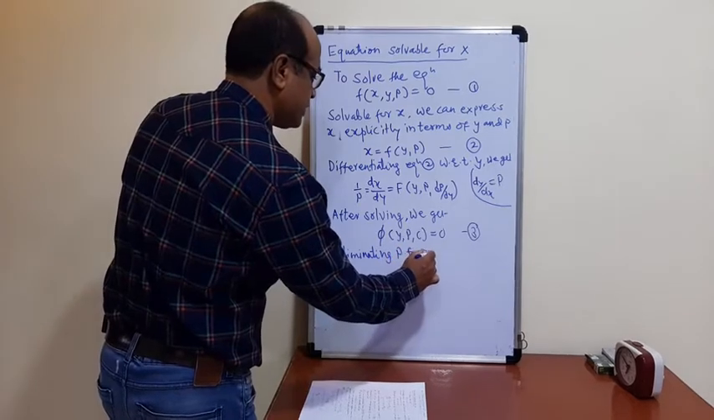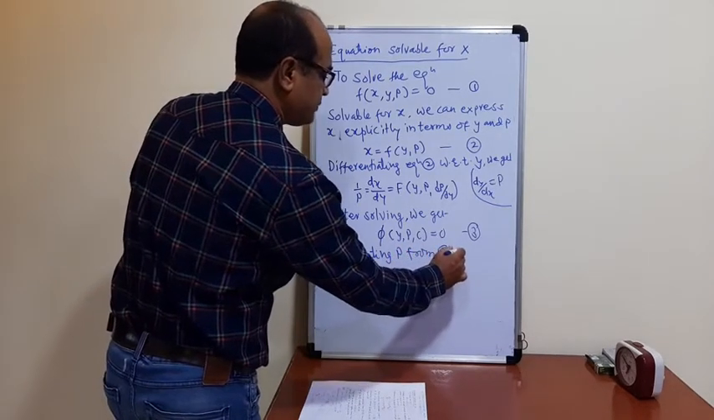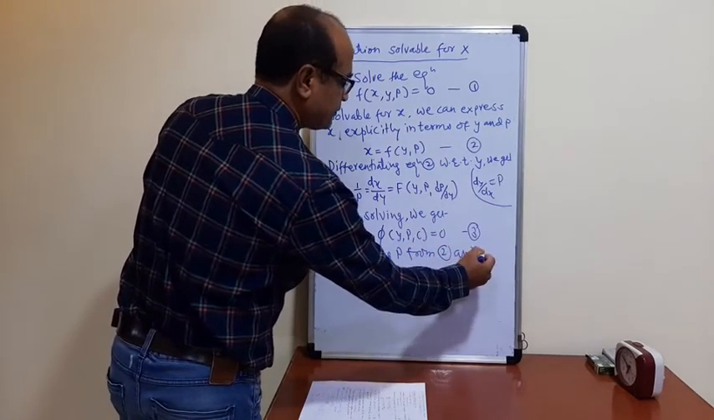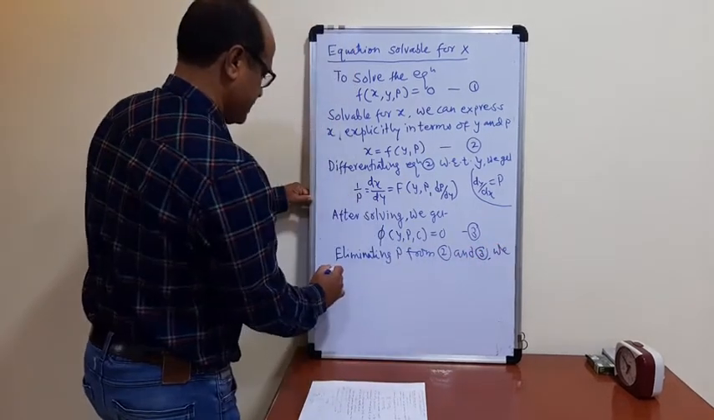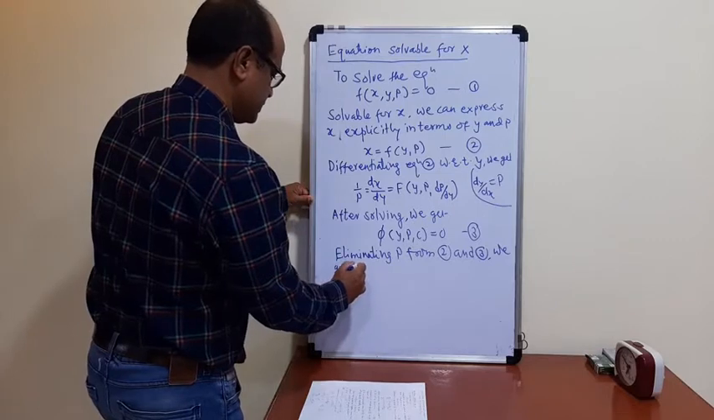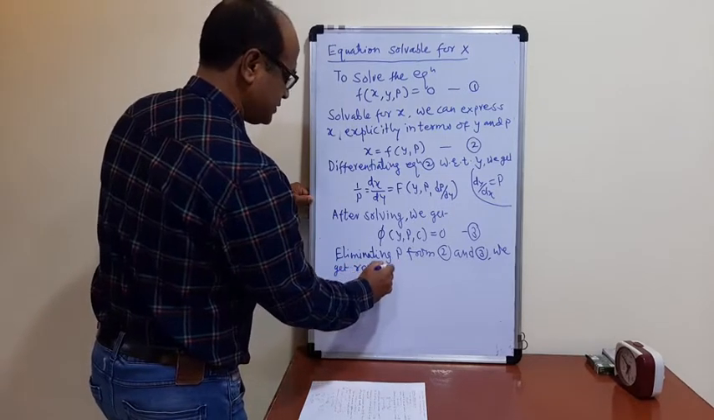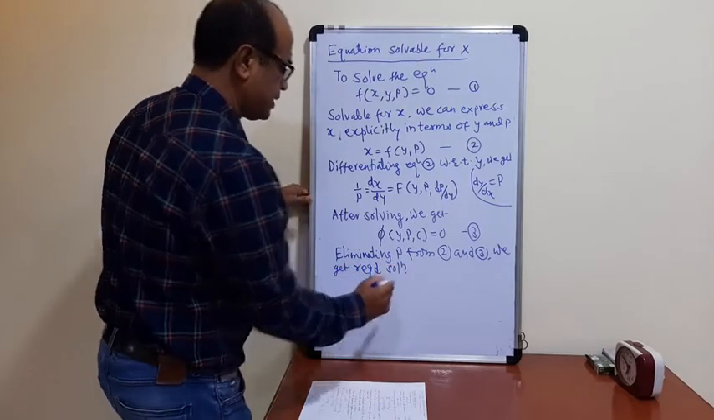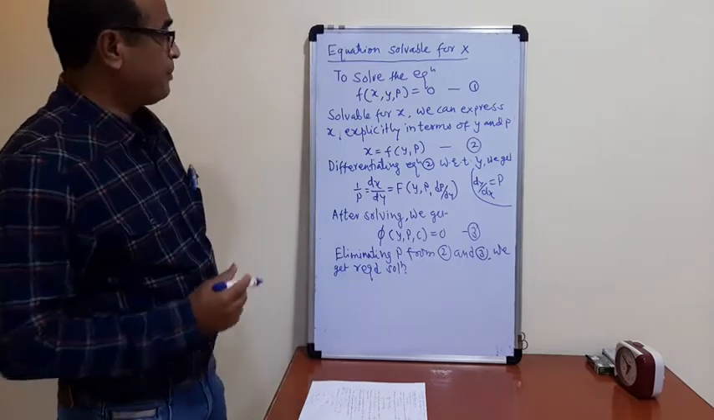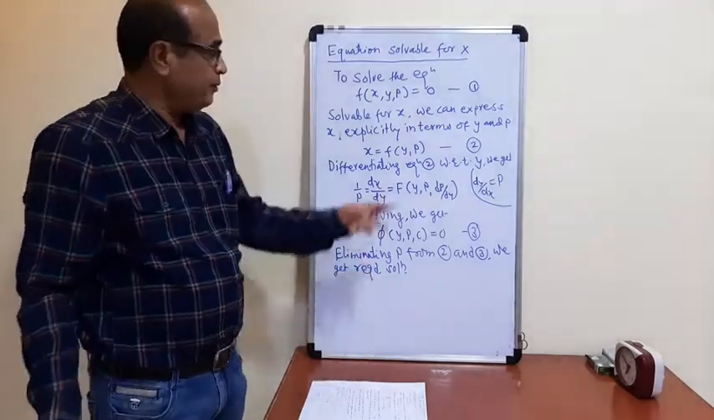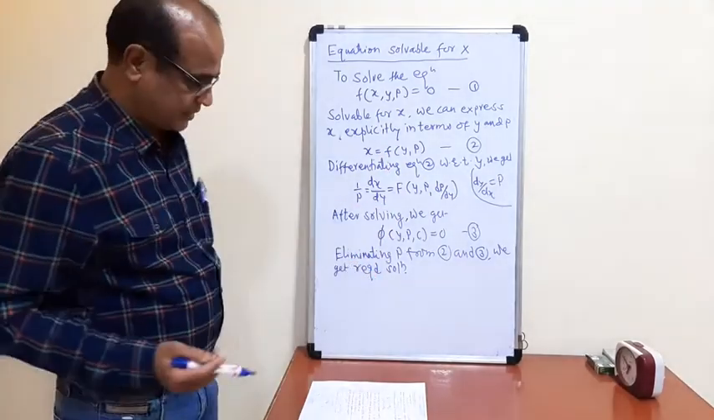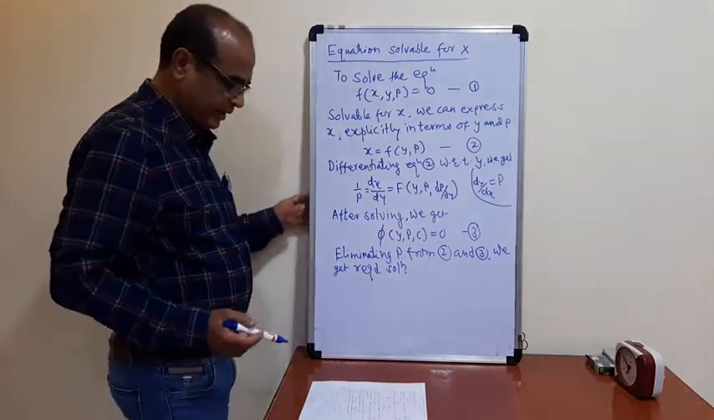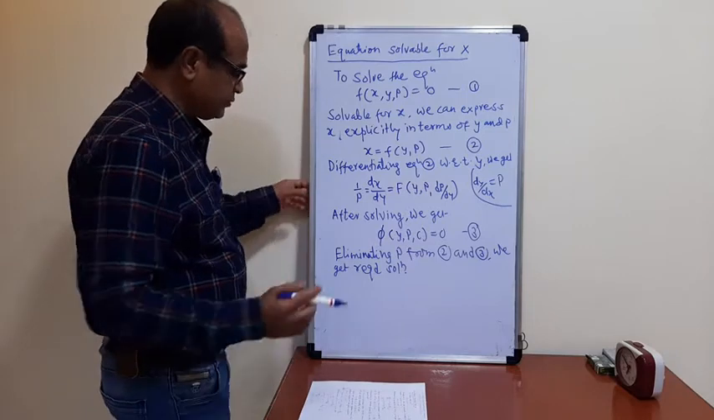Eliminating p from 2 and 3, we get the required solution. Okay. If p is not eliminated from this and this, then what is the solution?